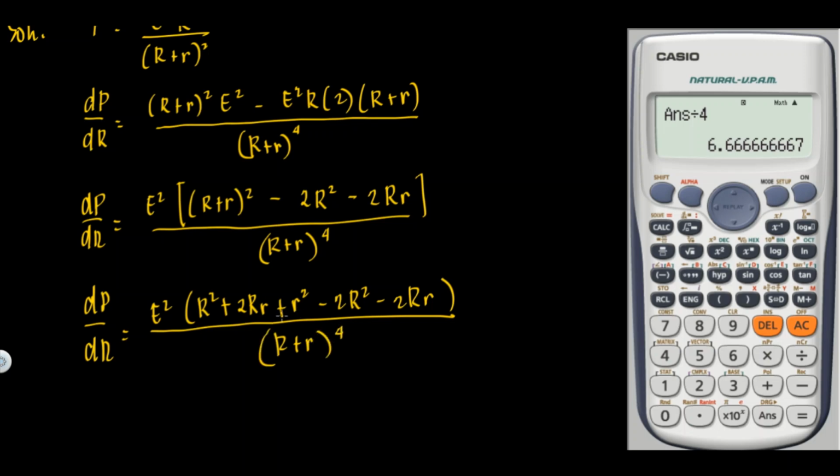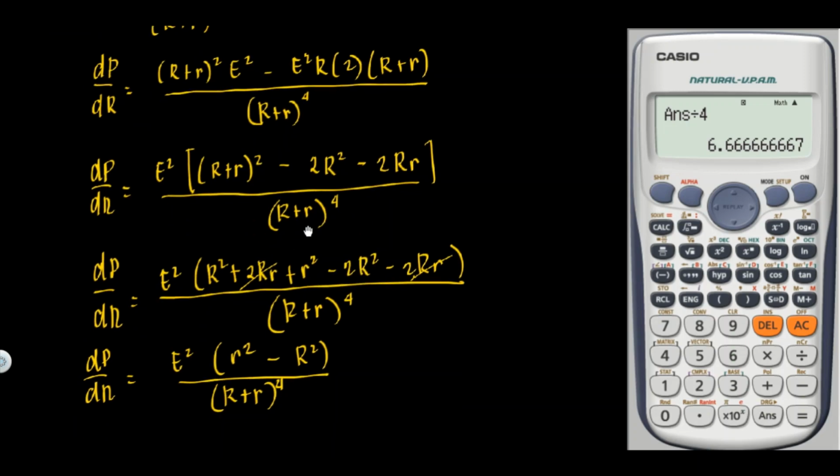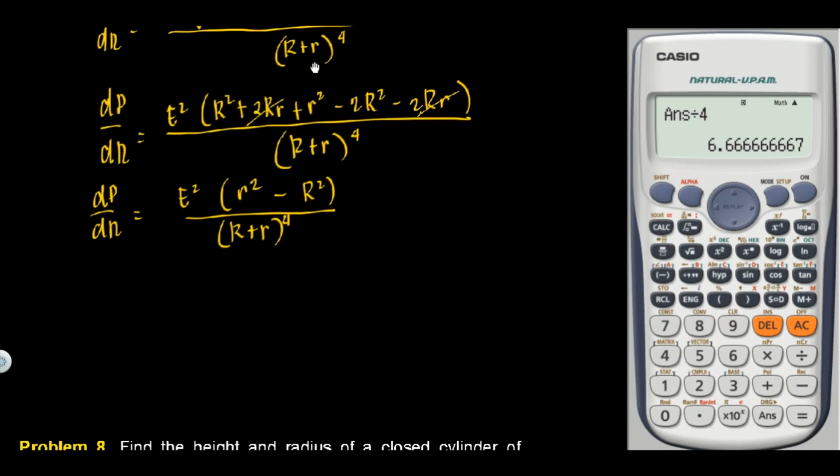Okay. So, ano natira? So, ito cancel na to. So, we have r square minus big R square. Okay, so yan. So, we have dP over dR equals E square times (small r square minus big R square) over (R plus r) raised to 4. Okay, yun. Haba, no? Okay, equate this to 0.